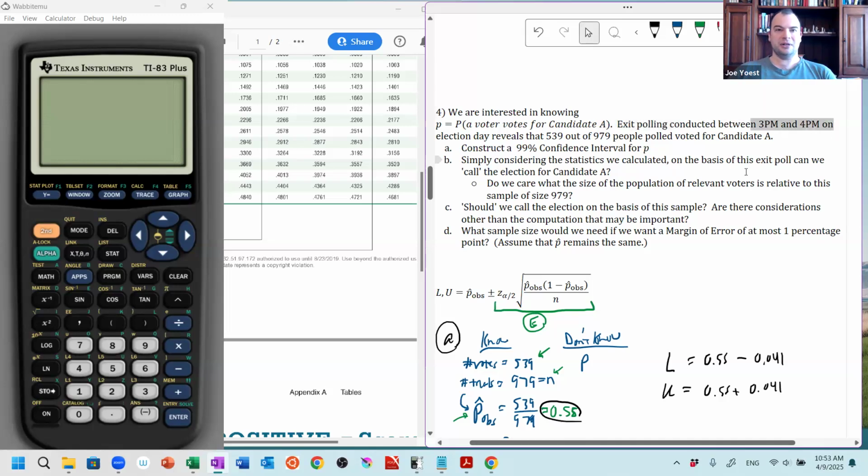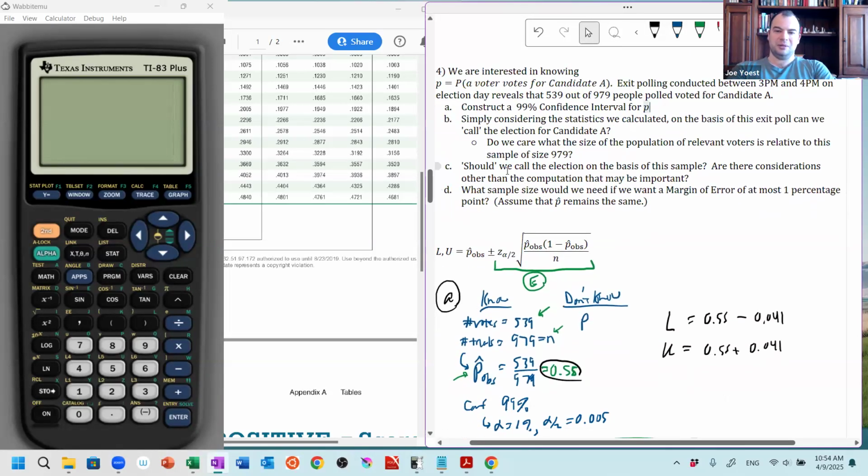They did this in a fairly narrow time range. So, between 3 and 4 p.m., maybe you're getting, say, more retirees and fewer folks who are working. They might be working during that time period. They might have gone before work, or they might be going after work. Or maybe if you did the poll early, you're missing, say, college students. A lot of college students aren't going to get up at 6 or 7 a.m. to go vote. They're going to maybe vote later in the afternoon. So maybe between 3 and 4, you're more likely to get people like college students. So should we call the election on the basis of the sample?